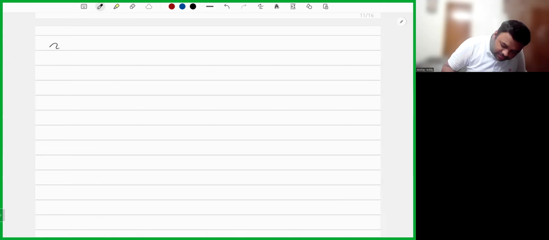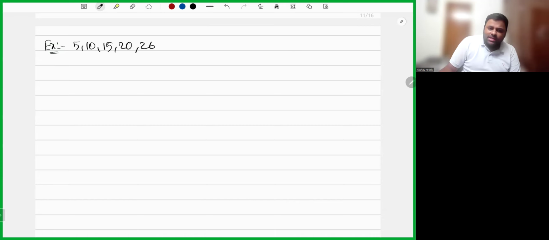Say for example, I'm having 5, 10, 15, 20, 26. I'm asking what is the median? Is it even data or odd data? Odd data, sir. How can you say? 5 values are there. So it's odd data. You will take the mid value. So median is the mid value, 15. Okay.